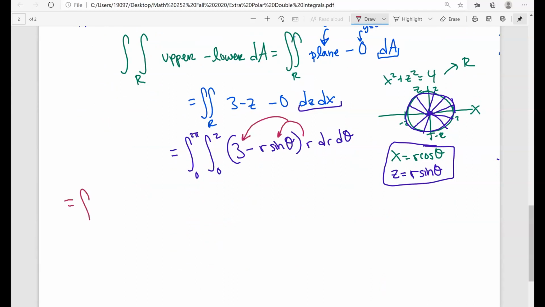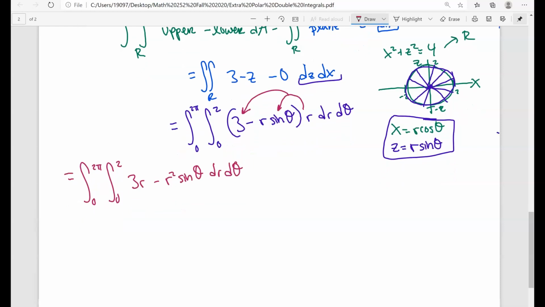So we're going to have the integral from 0 to 2 pi, the integral from 0 to 2, of 3r minus r squared sine theta, dr d theta. And now we're going to take the first integral. So we're going to have 0 to 2 pi. This guy is going to be r squared over 2, so it's going to be 3 halves r squared. The other guy is going to be r cubed over 3 sine of theta. This is going to be from 0 to 2, d theta.